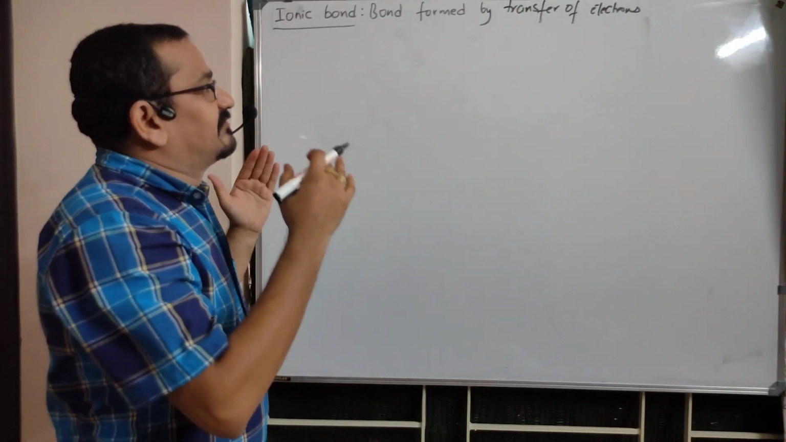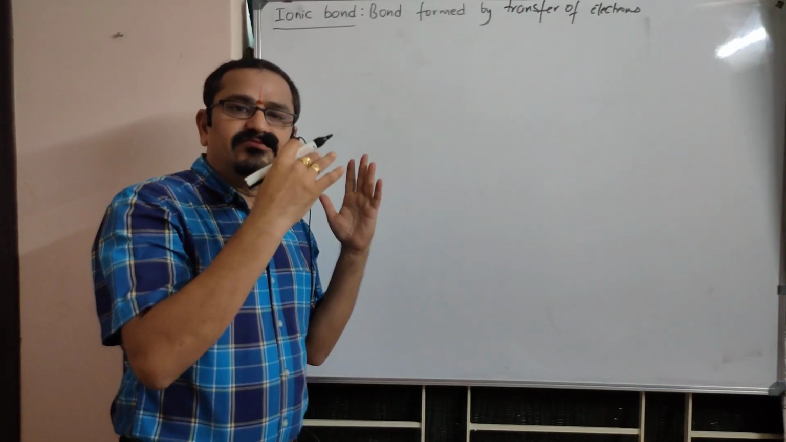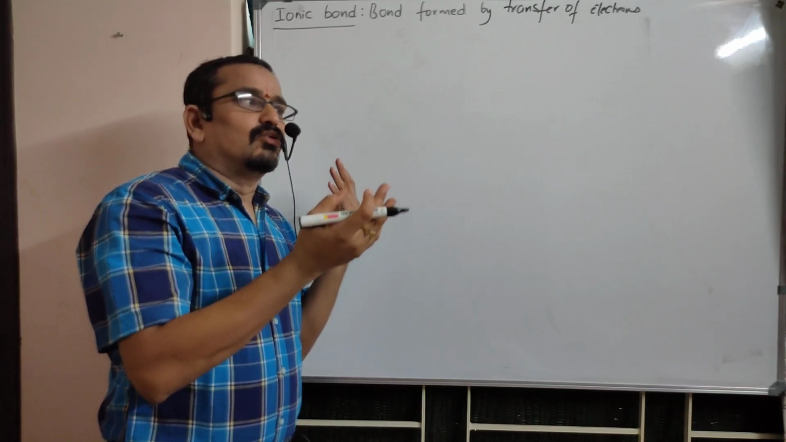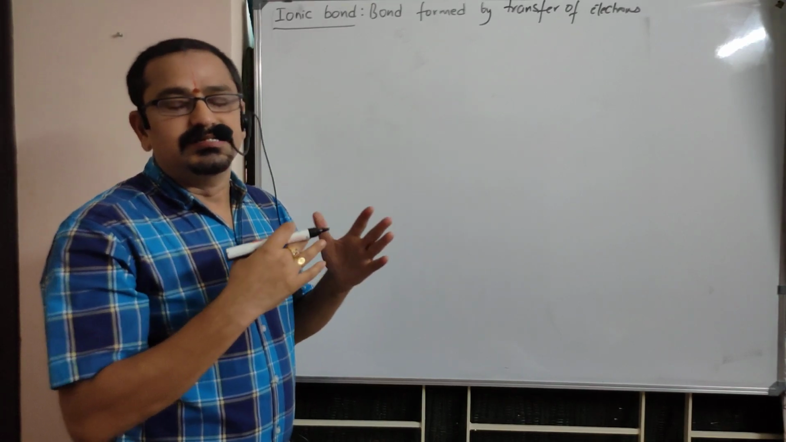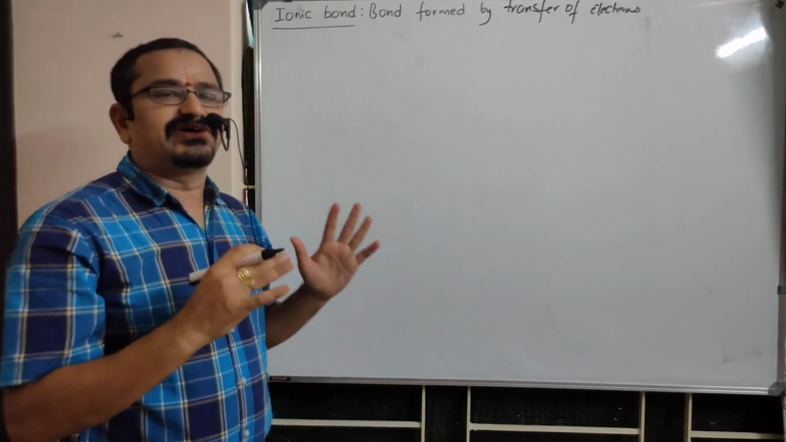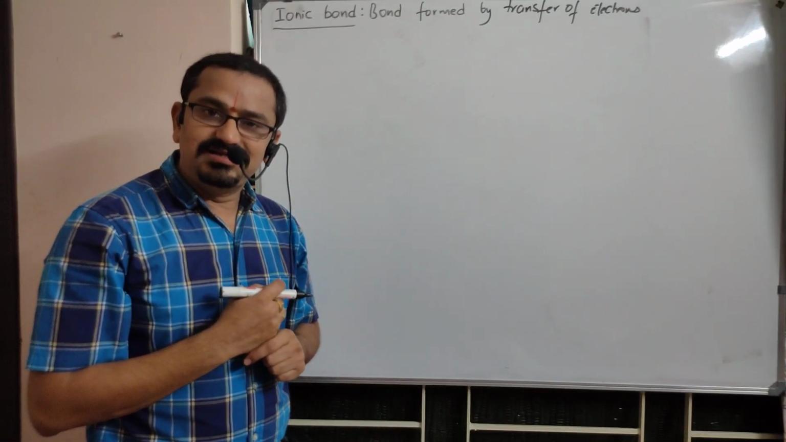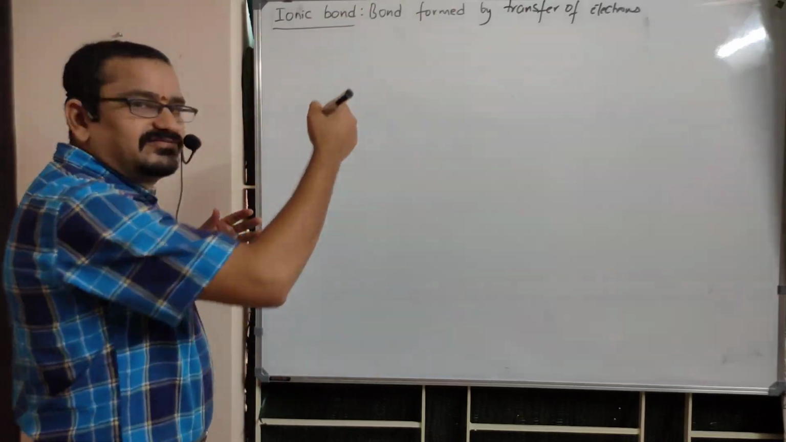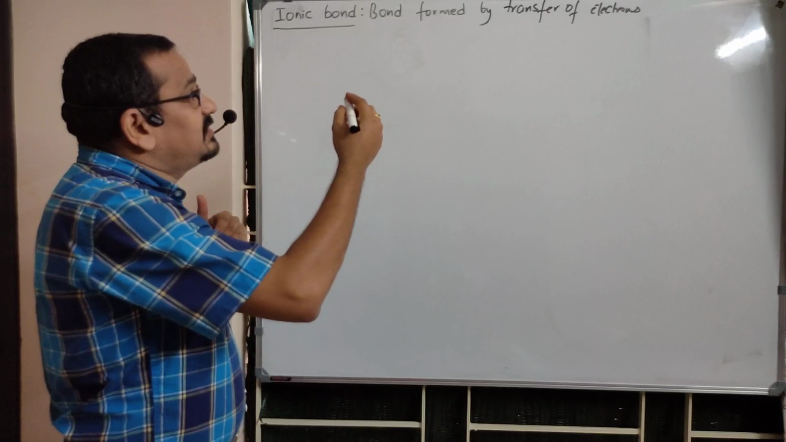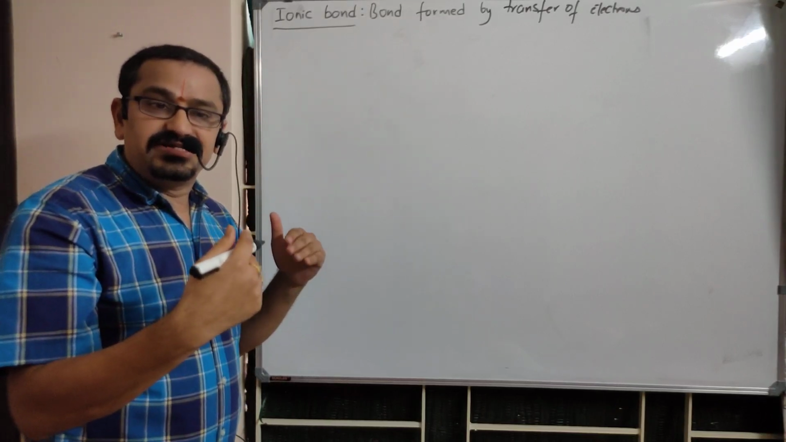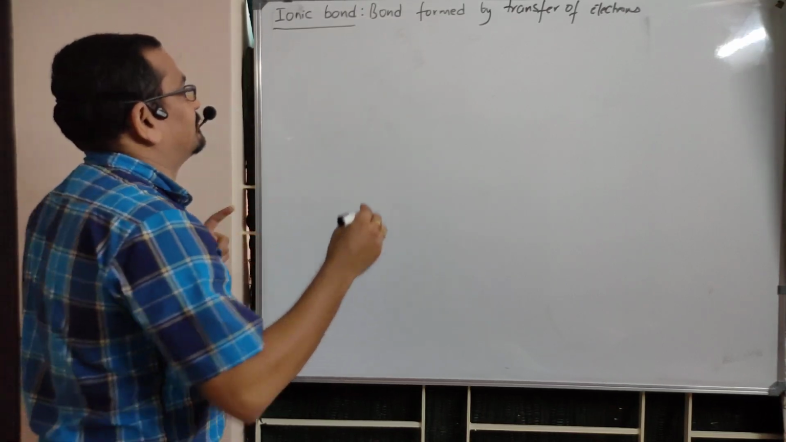But where? Electron is transferred from where? Which atom to which atom? What type of atom to what type of atom? All these points must be specified. Then only this definition is said to be a complete definition. So let us start with an example. Then we will frame the definition from that example.